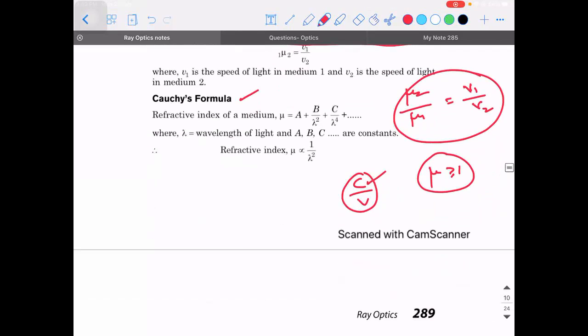The refractive index of a medium mu is given as a plus b by lambda square plus c by lambda power 4, which is called Cauchy's formula, where lambda is the wavelength of light and a, b, c are constants, and the refractive index is inversely proportional to lambda square. A, b, c are generally called Cauchy's constants. You will use this Cauchy's formula to explain why red light is bending less compared to violet. Okay, we'll explain in terms of wavelength.